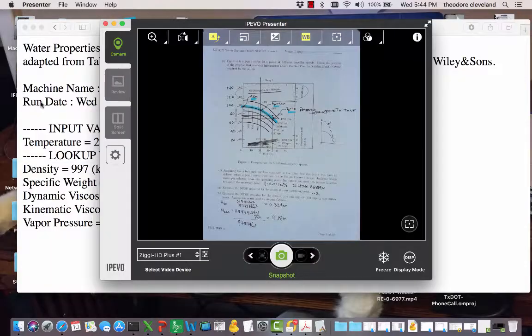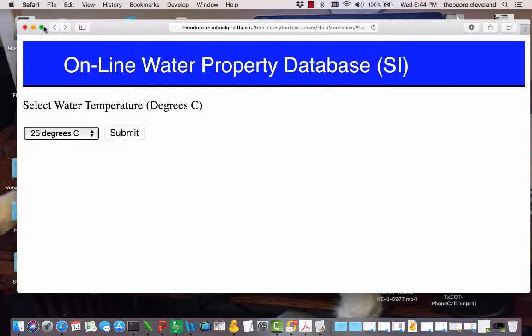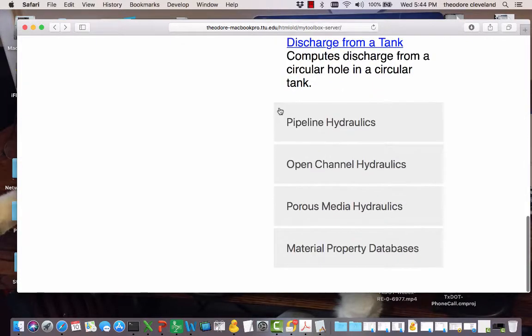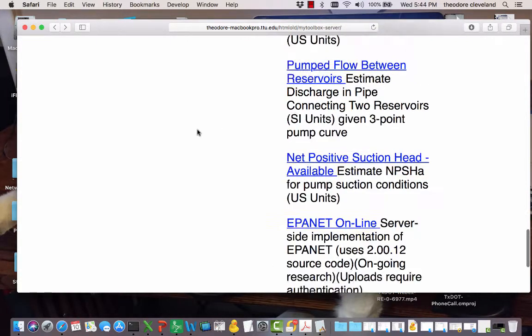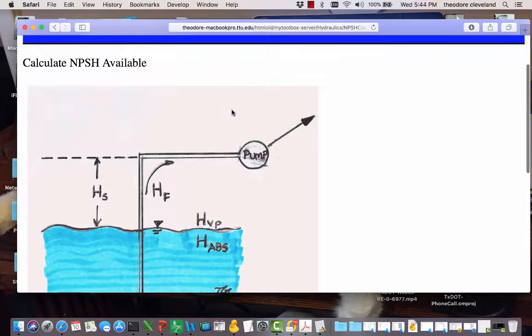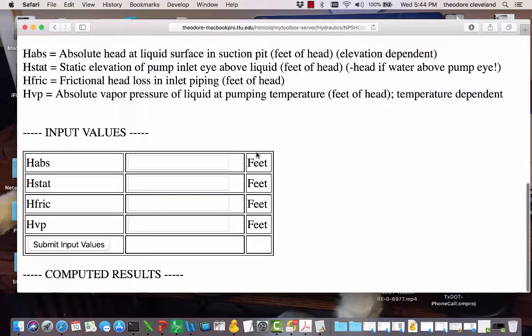And now we have an online tool to help us with the net positive suction head available. So we go to that. Even though it says it's in US units, as long as these are entered in length units, so feet or meters, it will produce a correct result. It's going to label it with the wrong unit, but it will still be the correct result. So the absolute is 9.18.